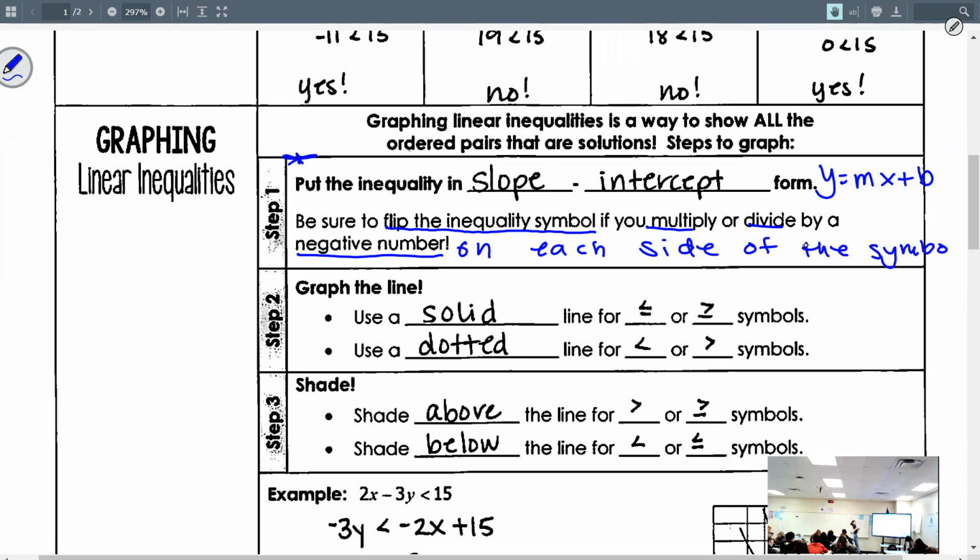All right, not just in general, if you're multiplying or dividing by a negative, it has to be done on each side, like your inverse operations. All right. Then once it's in slope-intercept form, you can graph it. So put a dot on your y-intercept. Use your slope to find your next dot.